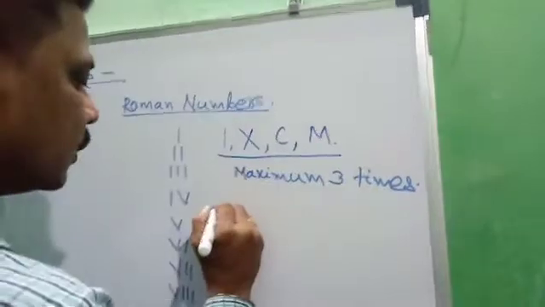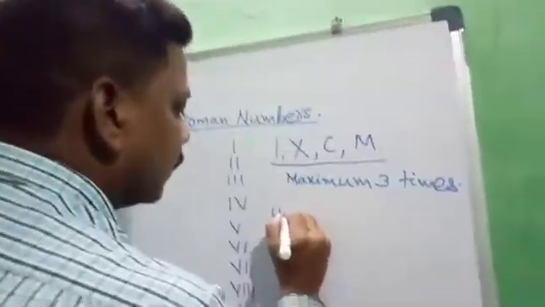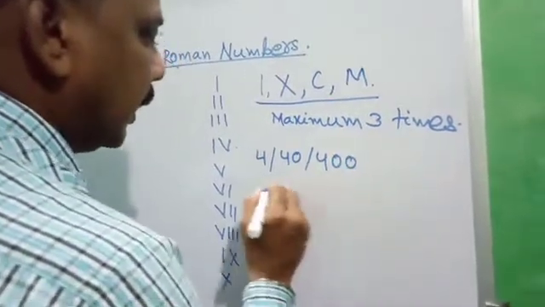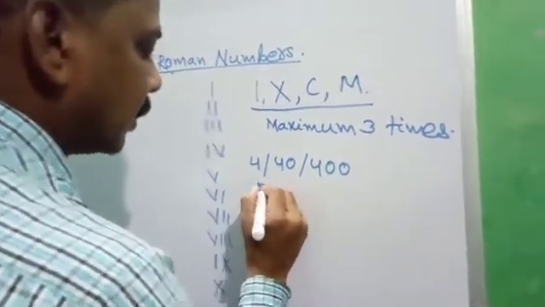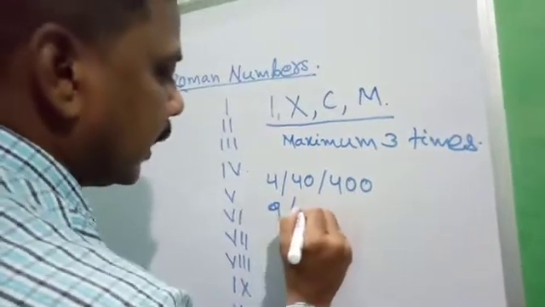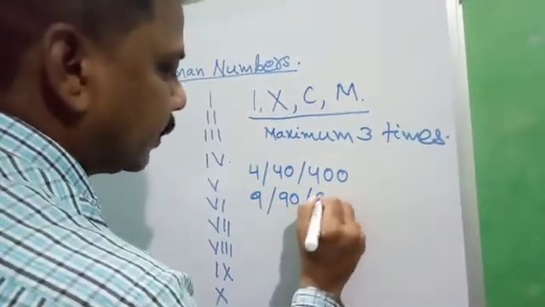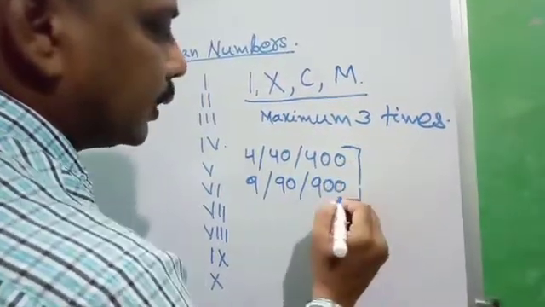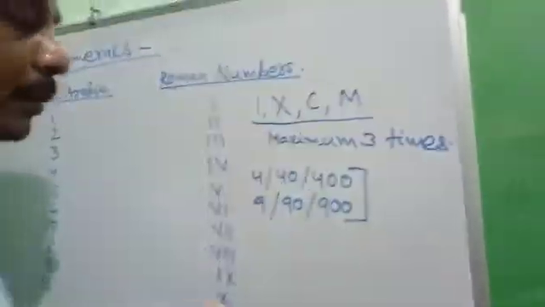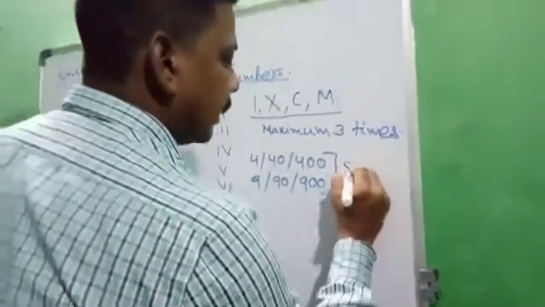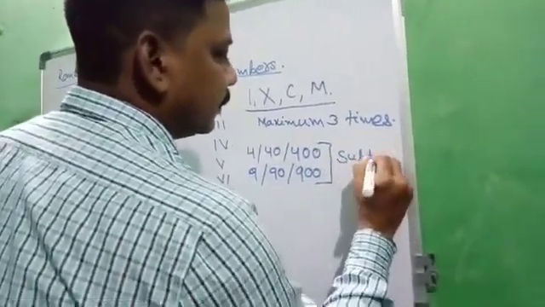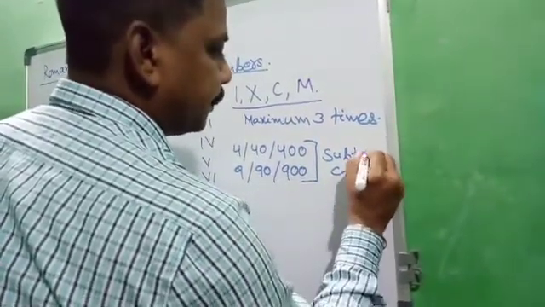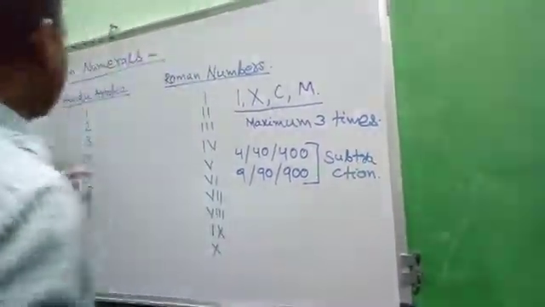And the 6 numbers 4, 40, 400, and you have to remember these 6 numbers 9, 90 and 900. When you write these 6 numbers, then you have to subtract. So I am writing the subtraction.